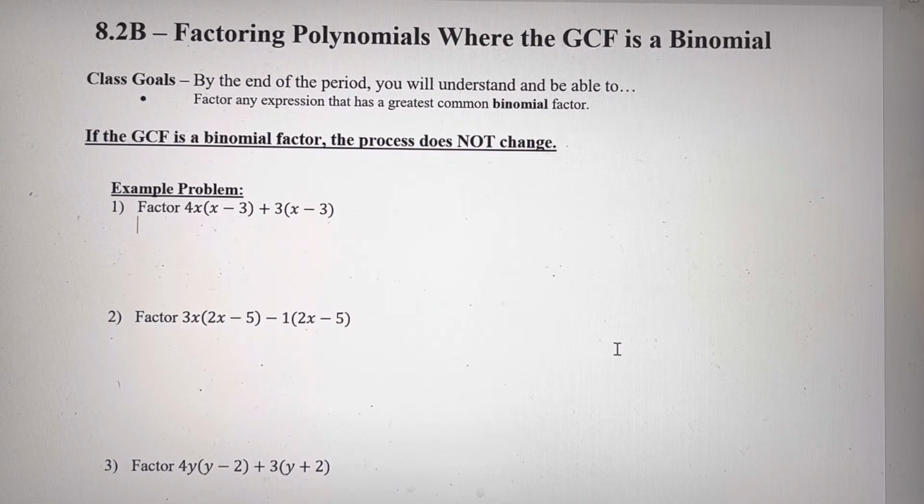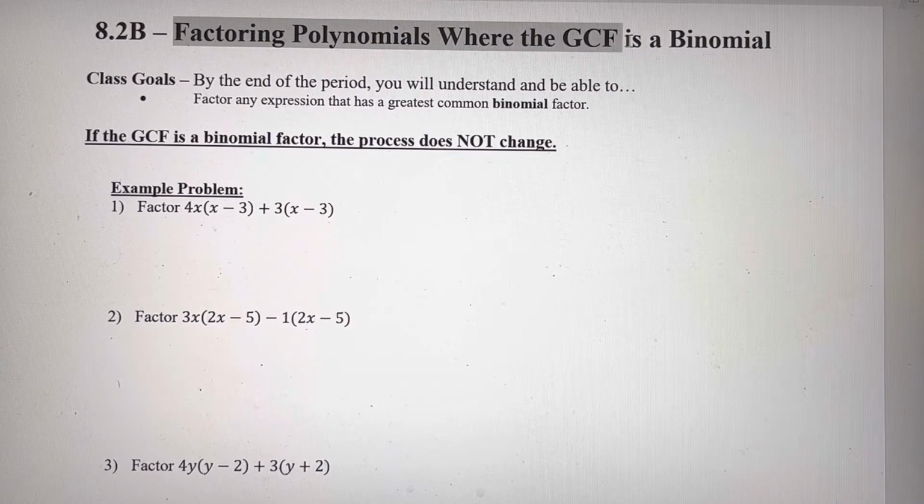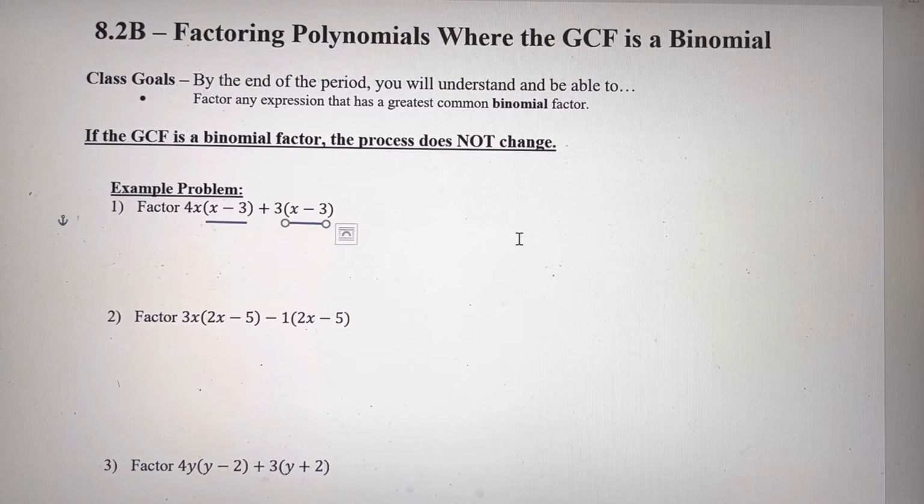Okay, so in this video, we're going to be factoring polynomials where the GCF happens to be a binomial factor. We just learned how to factor using a greatest common factor, and most of the time you're going to have a monomial factor that's the GCF, but there are going to be occasions where the common factor, like x minus 3 here, is the GCF.